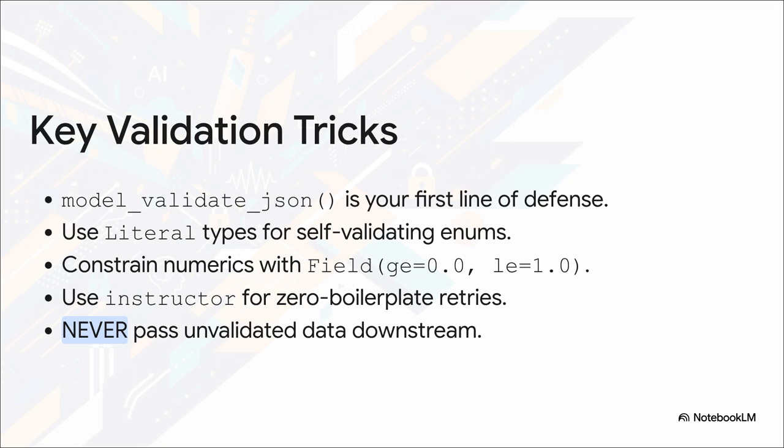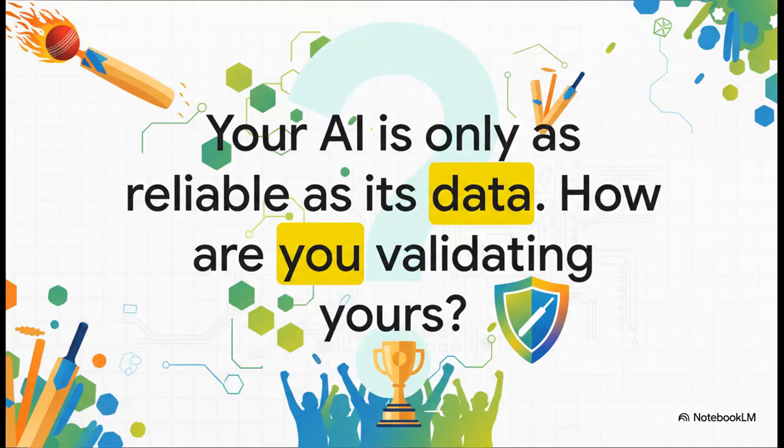And finally, the golden rule. Never, and I mean never, pass unvalidated data to your downstream models or your database. Ever. So, let's end with this thought. At the end of the day, your AI is only as smart and only as reliable as the data it's running on. Pydantic gives you all the tools you need to guarantee that quality. So the only real question left is, how are you validating yours?